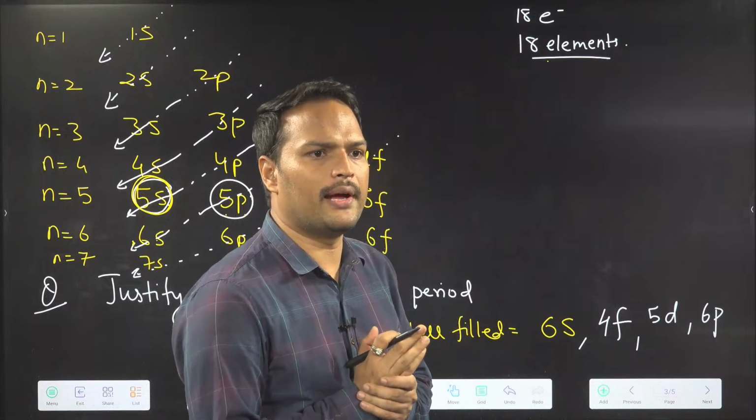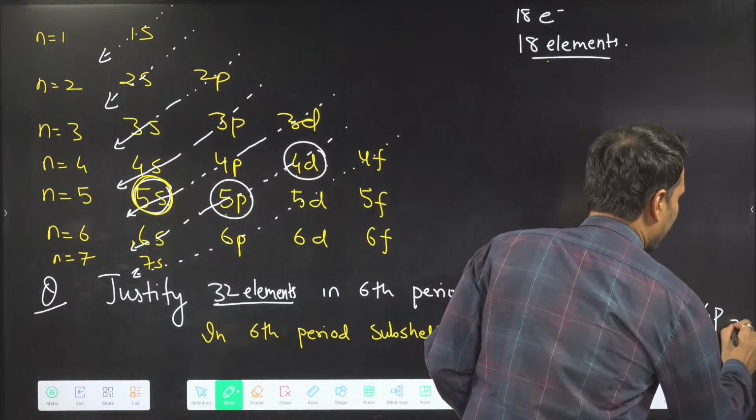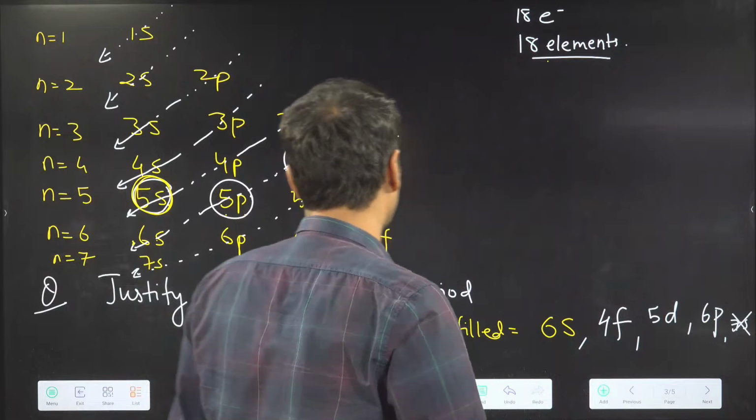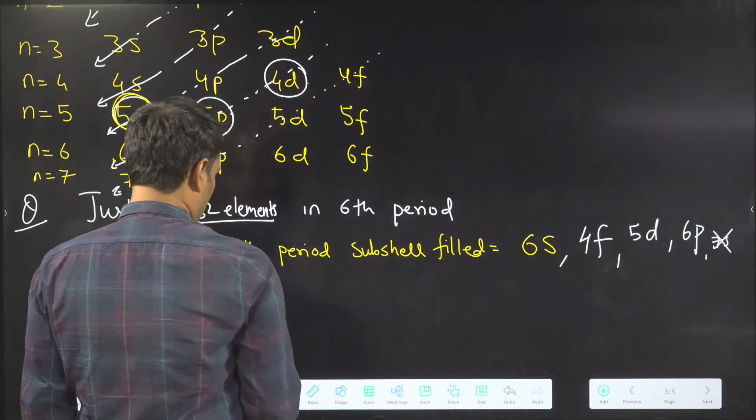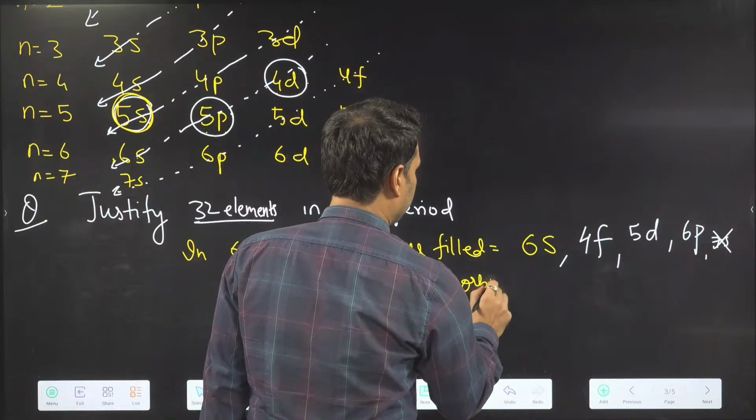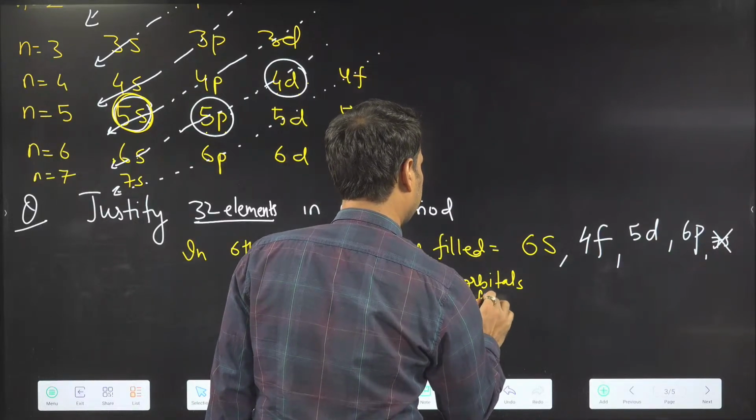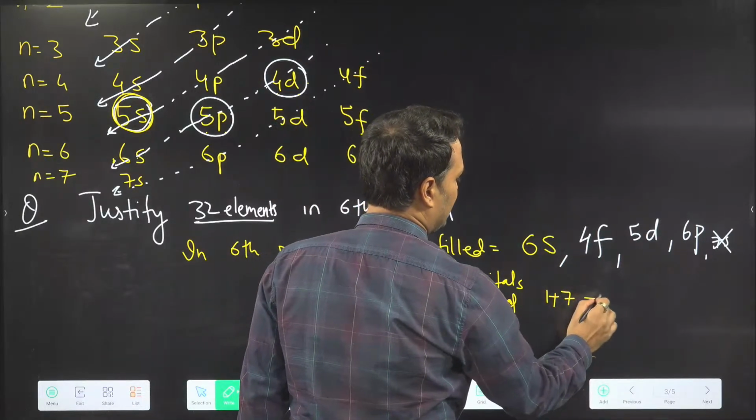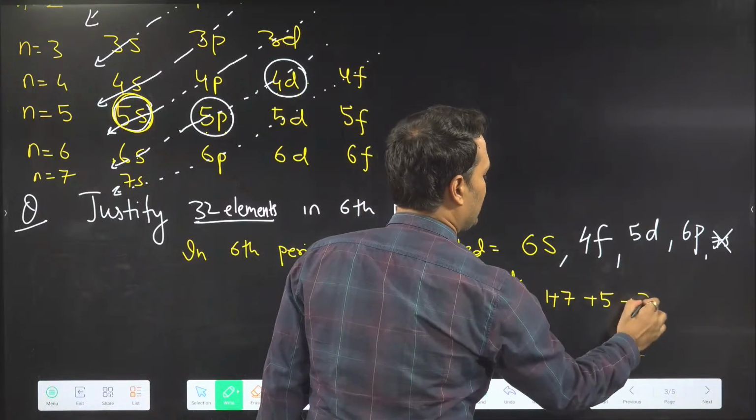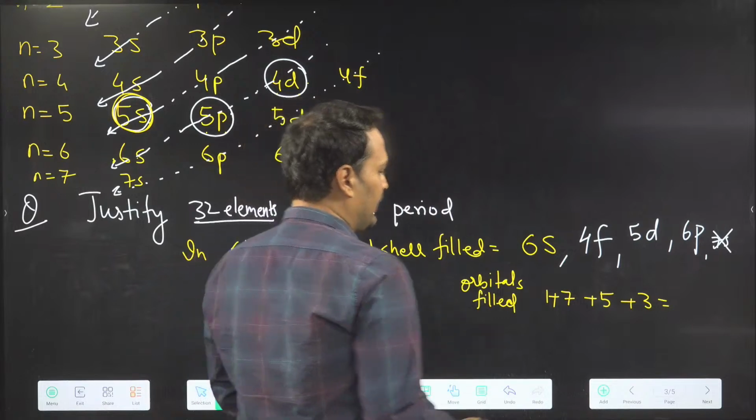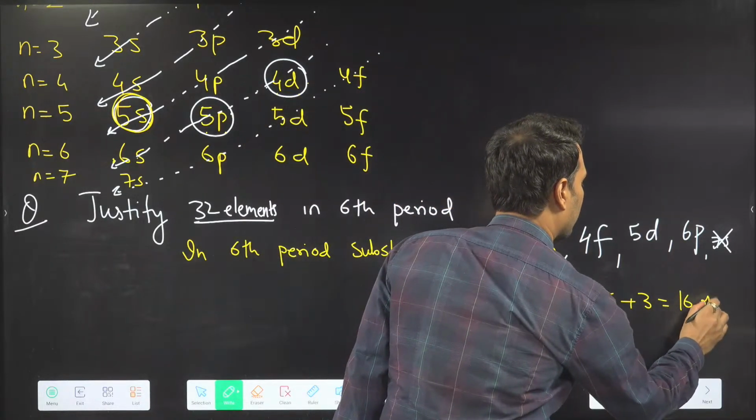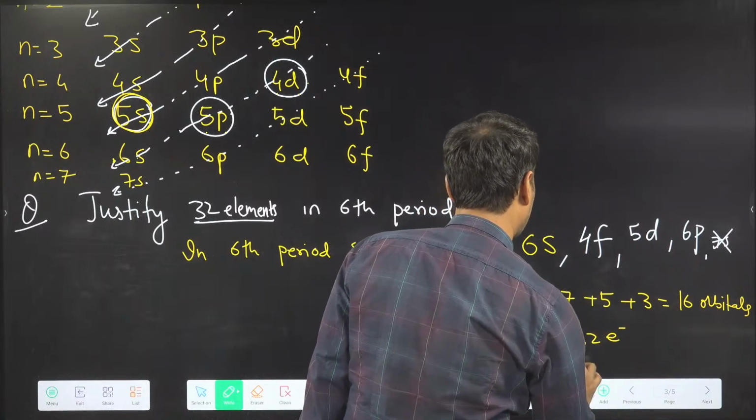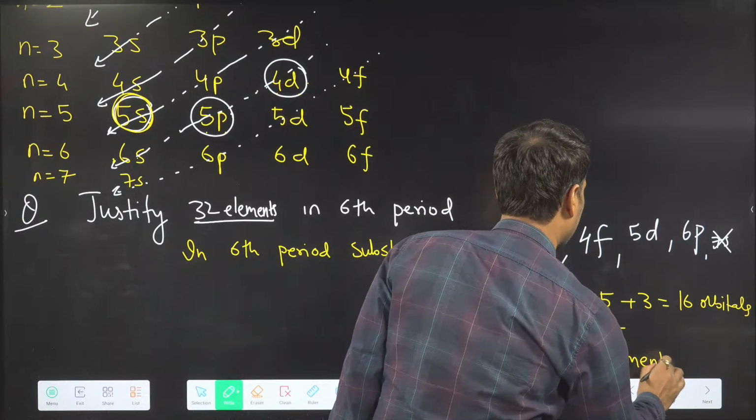Can I write 7s? If I write 7s, it means the 7th period. So I can write only this much. How many orbitals are you getting? Orbitals filled: 6s, 1 orbital; 4f, 7 orbitals; 5d, 5 orbitals; 6p, 3 orbitals. All together, how many am I getting? 16 orbitals. 16 orbitals means 32 electrons. 32 electrons means 32 elements.